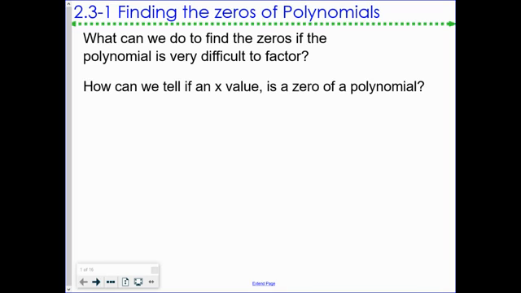So this was the lesson today, 2.3-1, finding the zeros of polynomials. We're splitting this lesson over 2 days. By the end of the 2 days, you should be able to answer these two questions. What can we do to find the zeros if the polynomial is very difficult to factor? How can we tell if an x value is a zero of a polynomial?